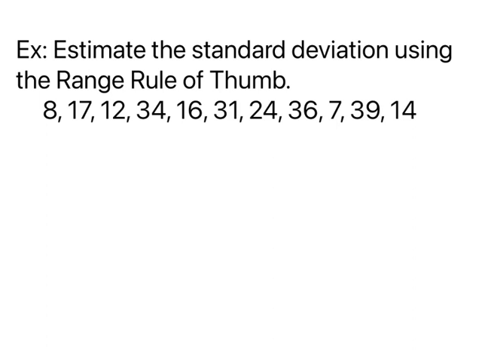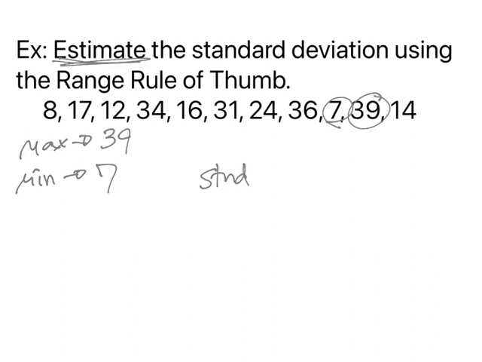Let's estimate the standard deviation using the range rule of thumb. I have a set of data here: 8, 17, 12, 34, 16, 31, 24, 36, 7, 39, and 14. I need the max and the min so I can find the range. The biggest number is 39 and the smallest number is 7. So to estimate the standard deviation, I take 39 minus 7, which is 32, and divide by 4, which is 8. We estimate that our standard deviation is 8.